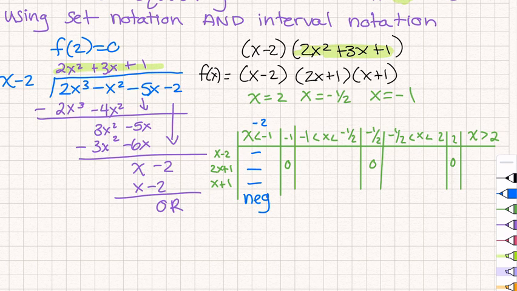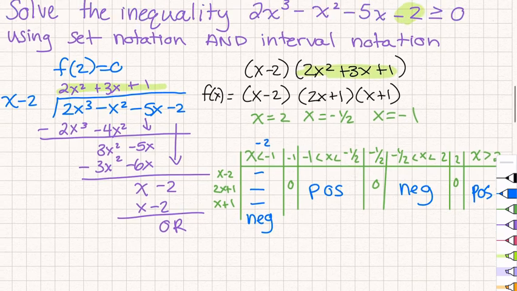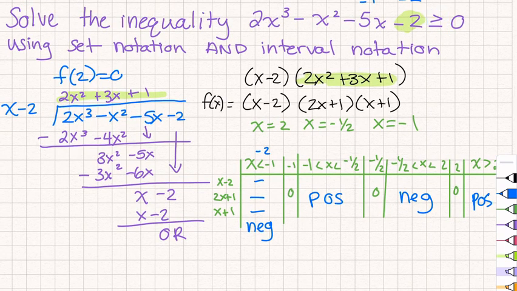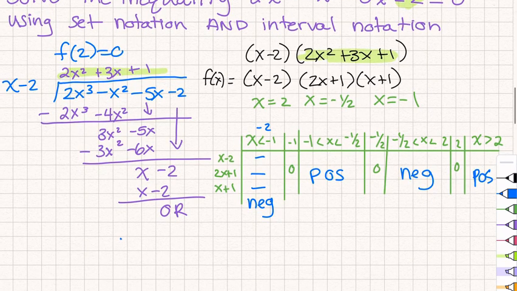If you choose a number between -1 and -1/2, sub in your values, and you should get a positive. You can choose a number in between -1/2 and 2, for instance 0. You should get negative. And then a number greater than 2, for example 4, and you should get positive. So remember, the question is asking when it is greater than or equal to 0. So therefore, f of x is greater than or equal to 0 on the interval. We're going to use set notation first, and then interval notation.